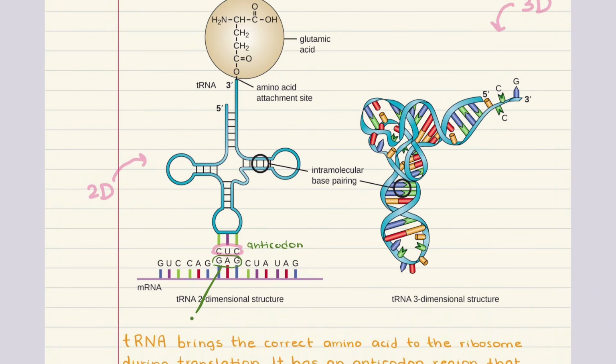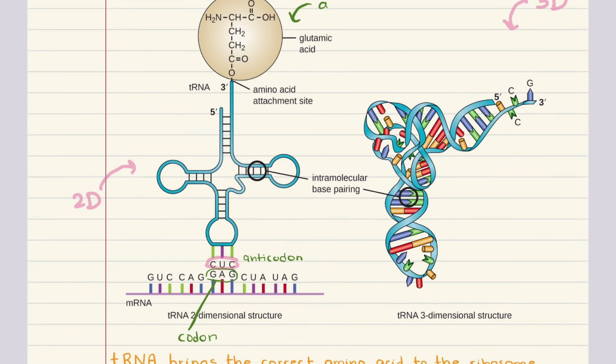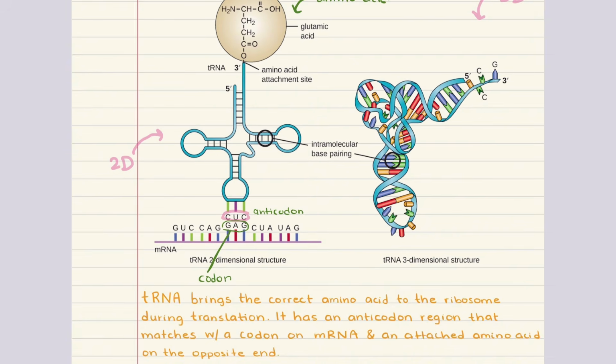At the opposite end, it carries an amino acid. When the anticodon on the tRNA pairs with a codon on the mRNA, the ribosome knows which amino acid to add to the growing chain. So let's role play here.